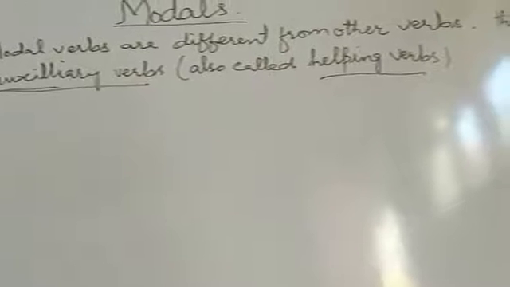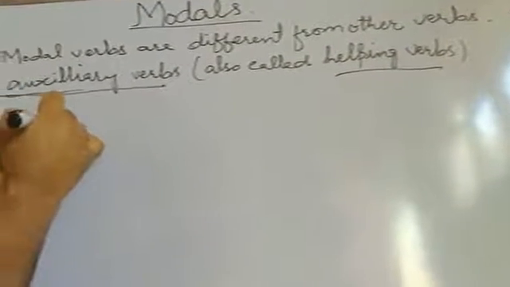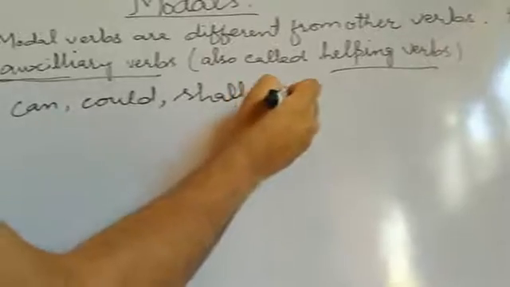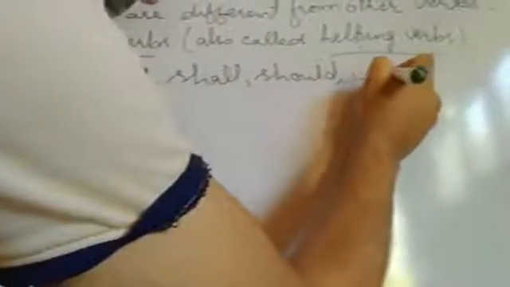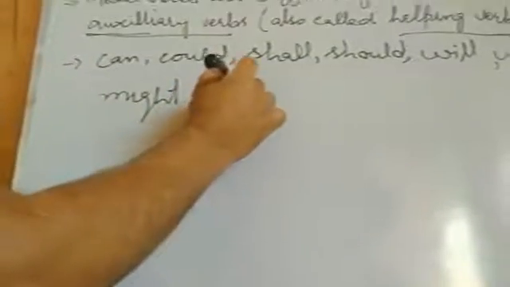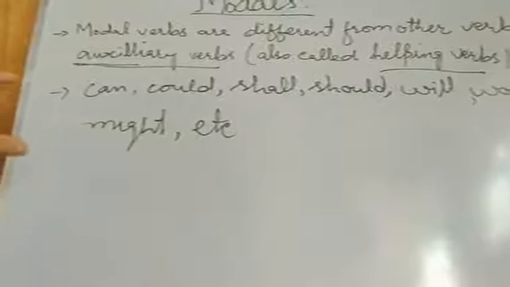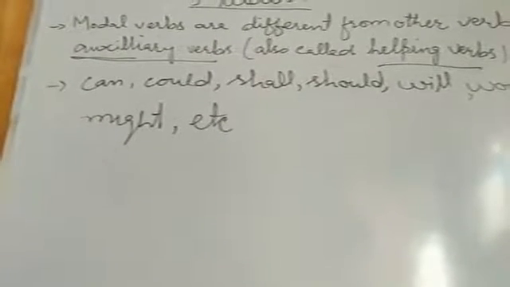We have different kinds of modals like can, could, shall, should, will, would, may, might, etc. We use all of them differently in different sentences. We have certain rules for using these modals.